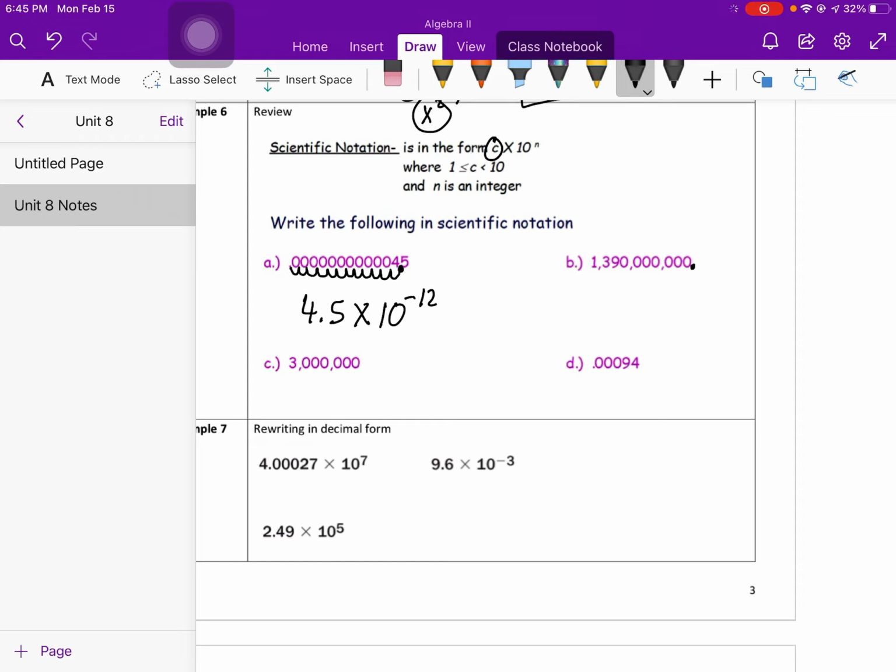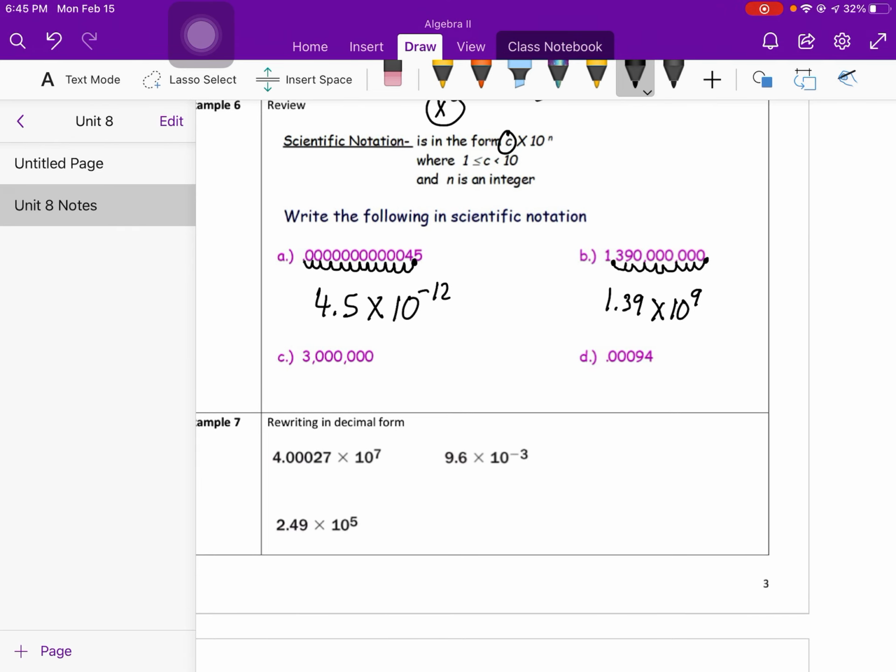Now here, this is the reverse, because the decimal's way over here, so we need to take this big number and make it smaller. So we're going to go 1, 2, 3, 4, 5, 6, 7, 8, 9. Notice I got that down into the range that we wanted. And then it's going to be times 10. Since this was a big number, we had to make it smaller. Our power is going to be large, so it's 10 to the positive 9 this time.